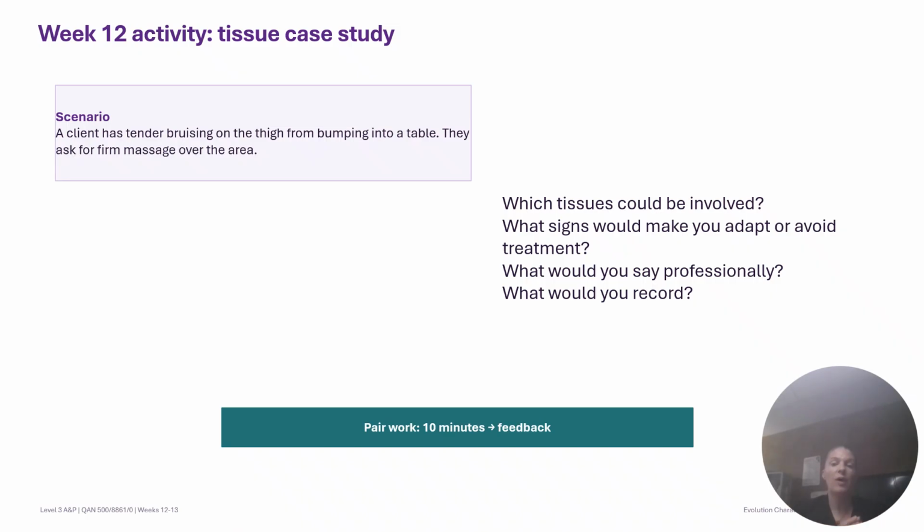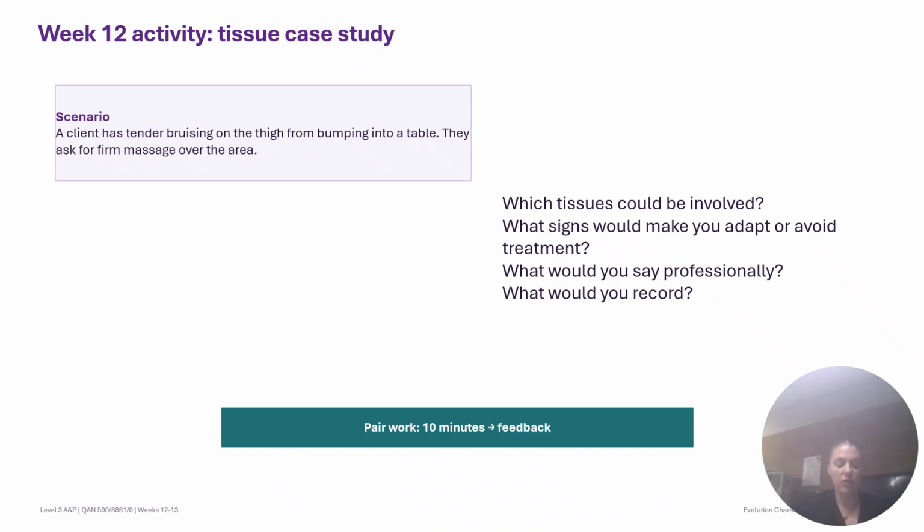And you make a note of every single thing that you've seen, felt and heard on that consultation form. It will also go into a modification. You need to avoid the area. So when it comes to this particular scenario, I want you to have a look at it. A client has tender bruising on the thigh from bumping into a table. They ask for a firm massage over the area.